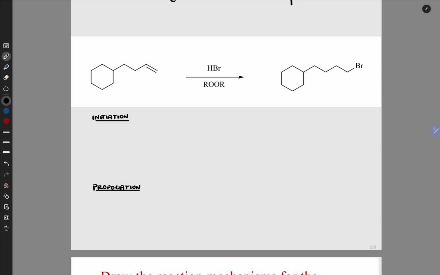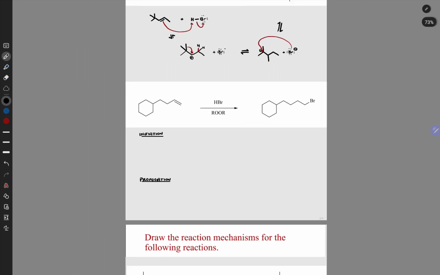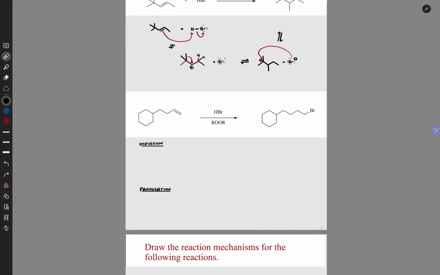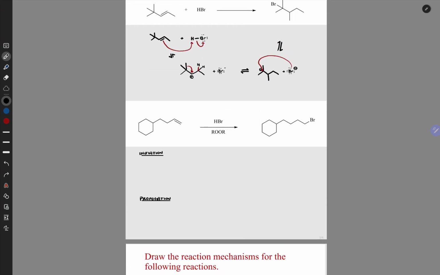So we're going through this as well. Let's look at this reaction. Let's actually look back at our chart. What is this called? This is called our hydrobromination of alkene with peroxides. So let's do a hydrobromination of alkene with our peroxides. This is going to be a free radical type of mechanism. It's going to look a lot like our free radical mechanism.